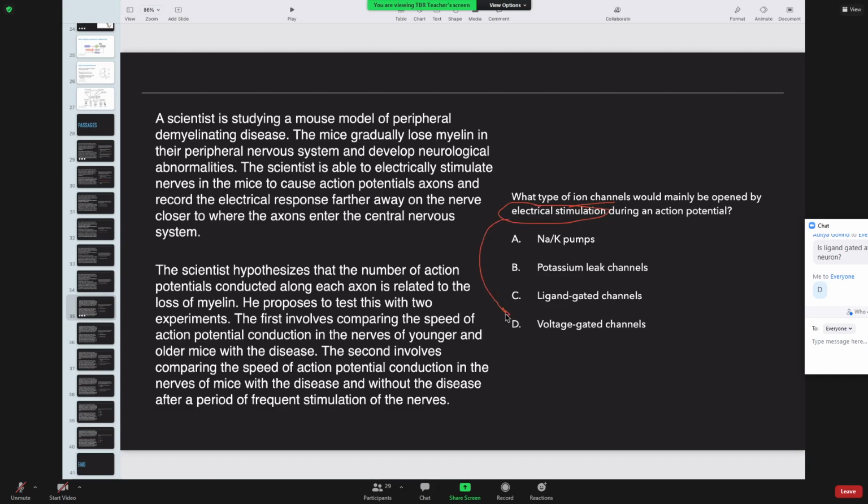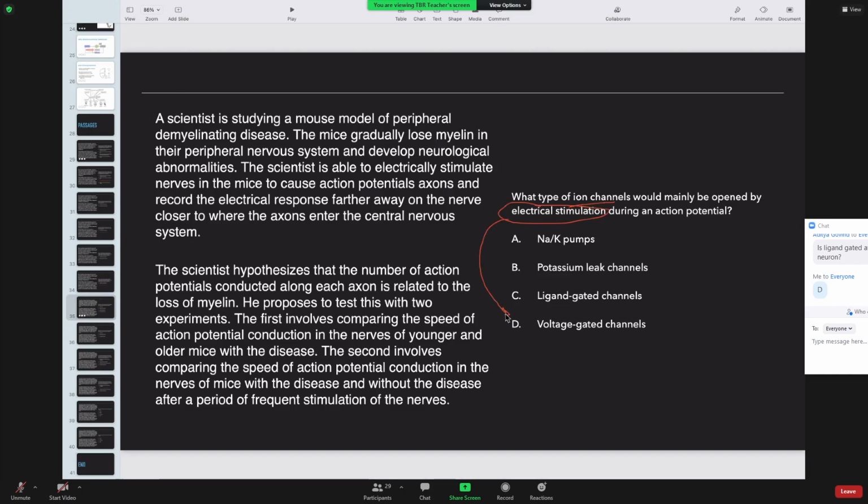There are ligand gated channels. Those do occur on the postsynaptic neuron, right? Binding to that neurotransmitter. The neurotransmitter is that ligand. Potassium leak channels, those are always open. They're not opened by electrical stimulation. Sodium potassium pumps, if they have their substrate and they have their ATPases, they'll be functioning.